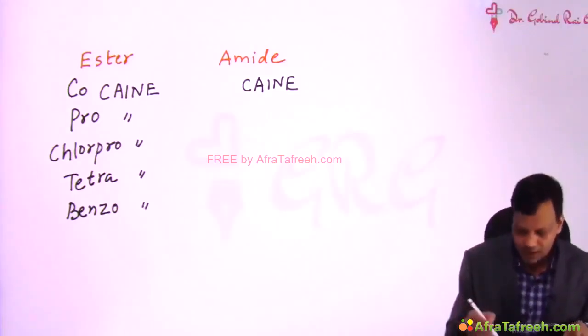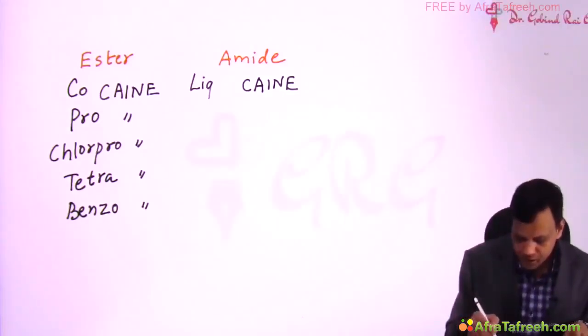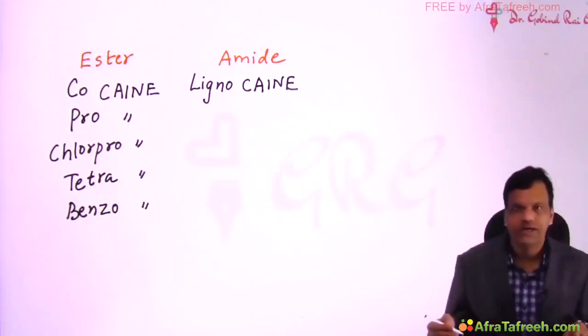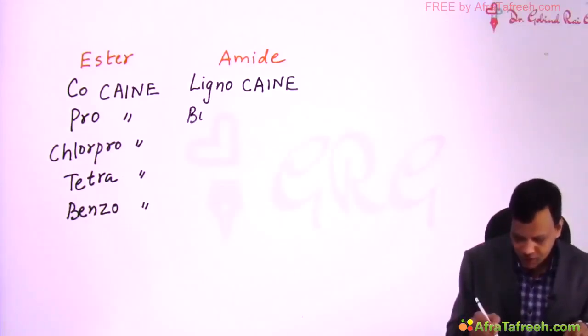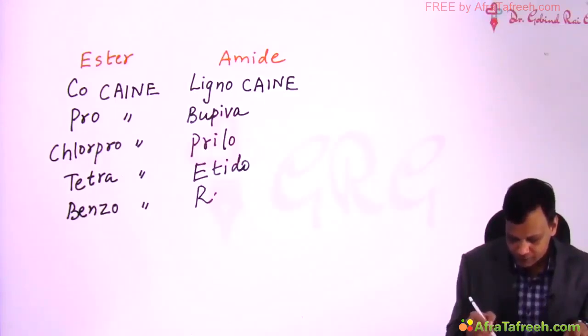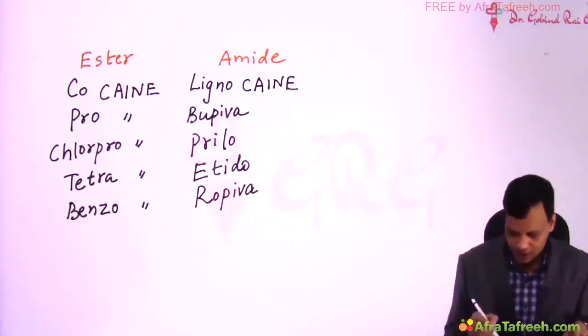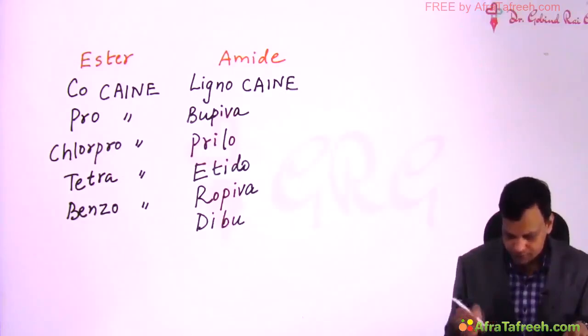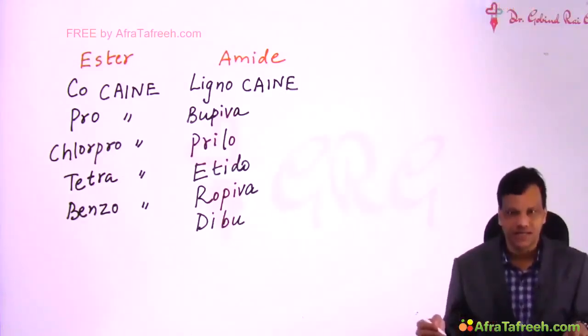Whereas amide local anesthetic examples include lignocaine, also called lidocaine, bupivacaine, prilocaine, etidocaine, ropivacaine. Another is dibucaine. All these are local anesthetics.